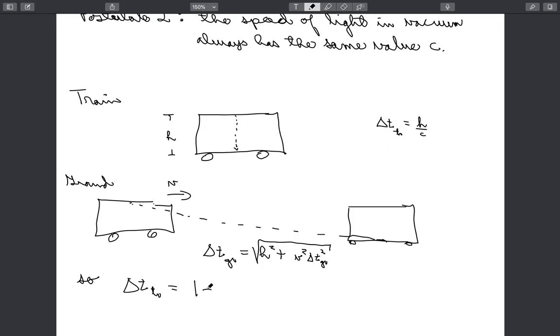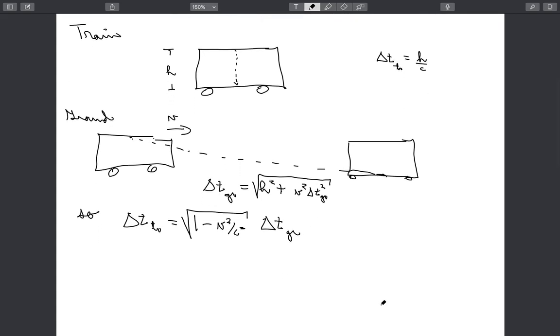So that gives me a factor of the square root of 1 minus v squared over c squared times the delta t on the ground. Okay, so this is really the first strange thing. The clock on the train feels like it's running slow as compared to the clock on the ground, right? The delta t on the train is less than the delta t on the ground.